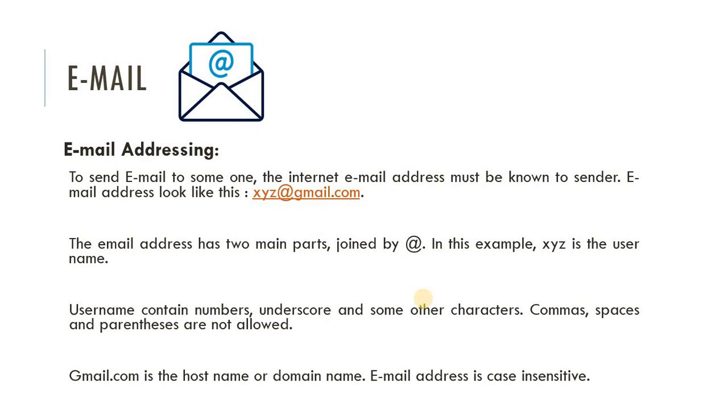The email address has two main parts joined by @. In this example, xyz is the username. A username contains letters, numbers, underscores, and some other characters. Commas, spaces, and parentheses are not allowed in the email address. Gmail.com is the host name or the domain name.